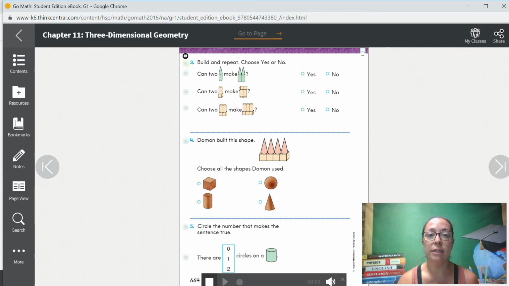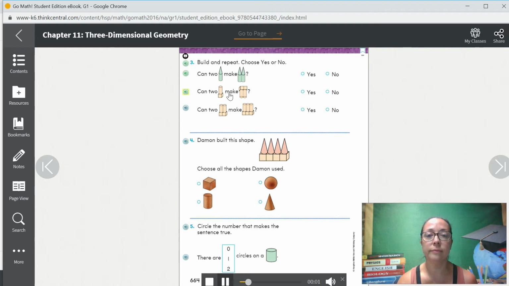Number 3. 3. Build and repeat. Choose yes or no. Dice, construye y repita. Escoge sí o no. So let's see, there's 3 questions. Hay 3 preguntas. Can 2 cone and cylinder combinations make 2 cones and 2 cylinders? Yes, no. Okay, so si pones 2 de esto, ¿te da esto? Sí o no. Llena que está correcto. All right, I think that's a pretty easy one, right? Let's try this one. Oops, sorry.